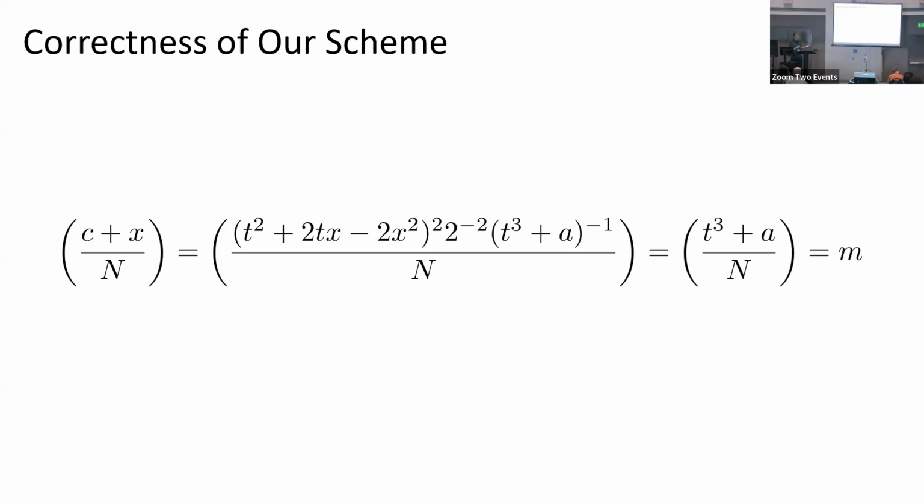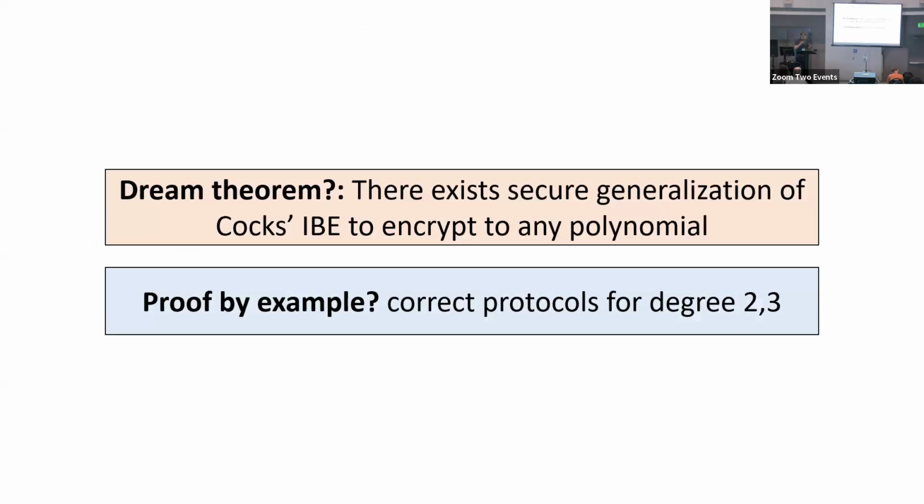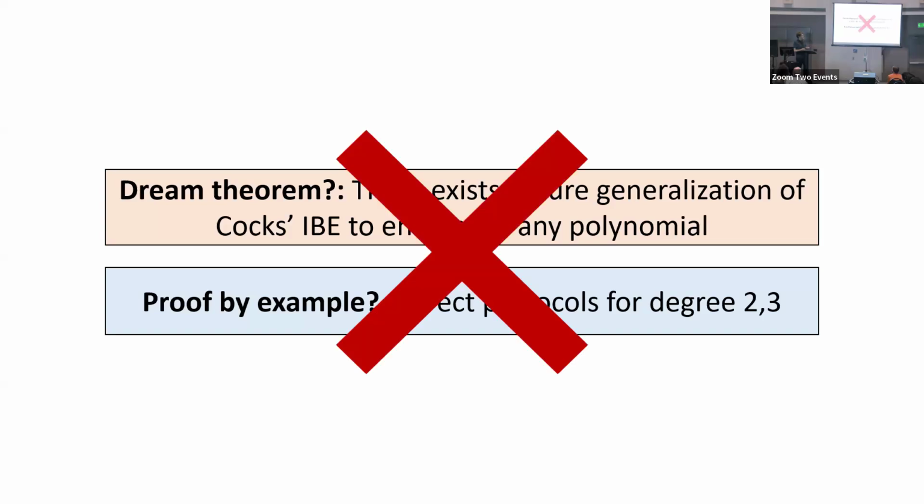Okay, so we have a correct scheme. So our dream theorem is, can we generalize this? Can we get a secure generalization of Cocks IBE to encrypt to any polynomial and thereby get all these exciting applications? And as a proof by example, we have correct protocols for 2 and 3, right? Cocks IBE is degree 2, the scheme I just presented is degree 3, and there's a trivial solution for degree 1 as well. So it seems like we're in good shape.